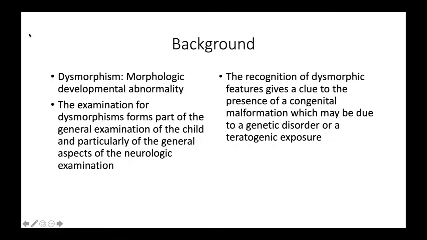So we're going to start with a definition. Dysmorphism is a morphologic developmental abnormality. And that means that this is a finding that's present from birth. The examination for dysmorphisms forms part of the general examination of the child, and particularly of the general aspects of the neurologic examination. When we're able to recognize a pattern of dysmorphic features, this often gives us a clue as to the presence of a congenital malformation, which may be due to either a genetic disorder or a teratogenic exposure.